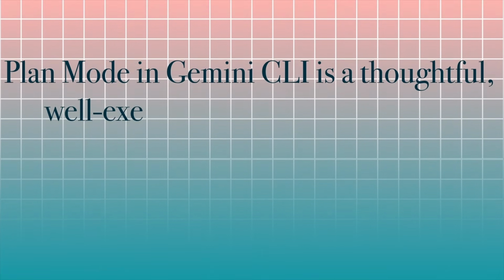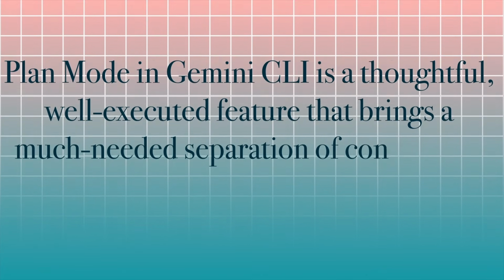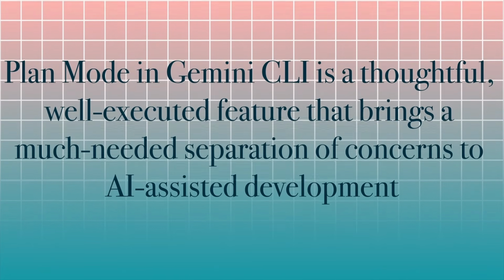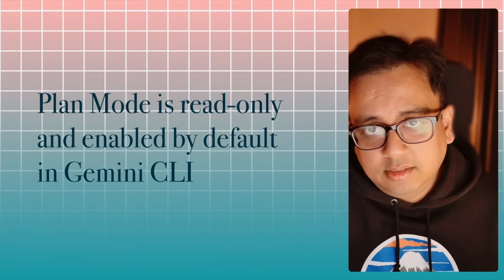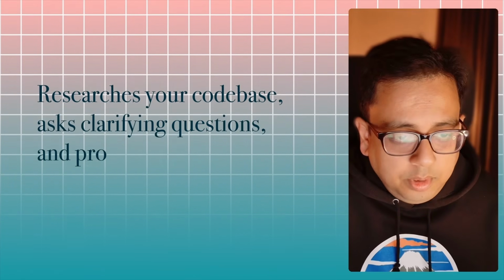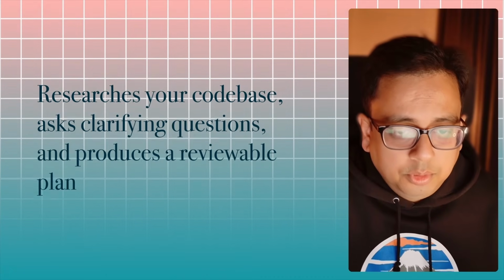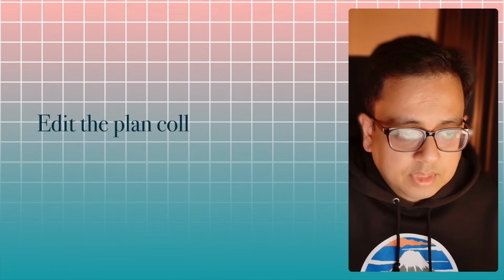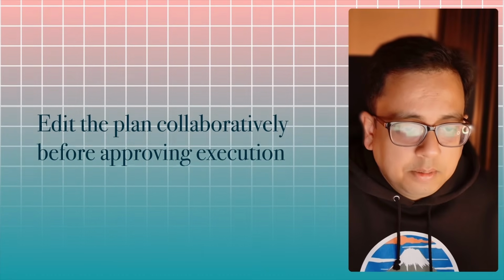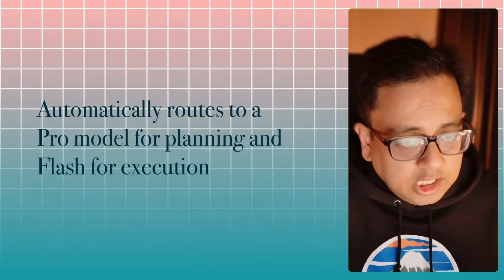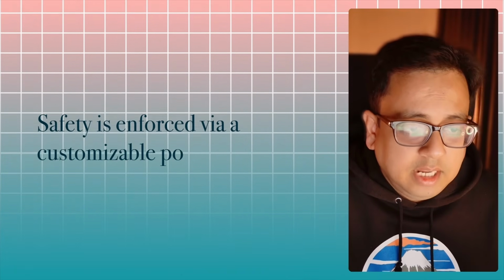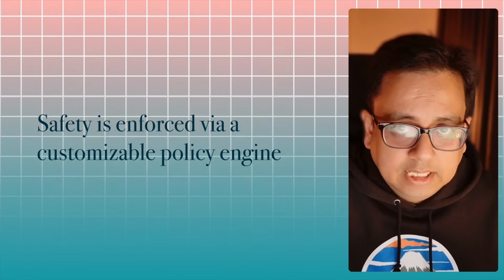So that's all for today. Plan mode in Gemini CLI is a thoughtfully executed feature that brings a much needed separation of concerns to AI-assisted development. Key takeaways from today: plan mode is read-only and enabled by default in Gemini CLI. It researches your code base, asks clarifying questions, and produces a reviewable plan. You can edit the plan collaboratively before approving execution. It automatically routes to a pro model for planning and a flash model for execution. And safety is enforced via a customizable policy engine.